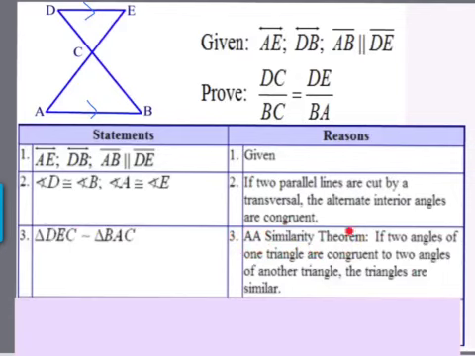And you can just write this. You don't have to explain if two angles of one triangle are congruent to two angles of another triangle, then the triangles are similar. You can just write angle-angle similarity theorem.